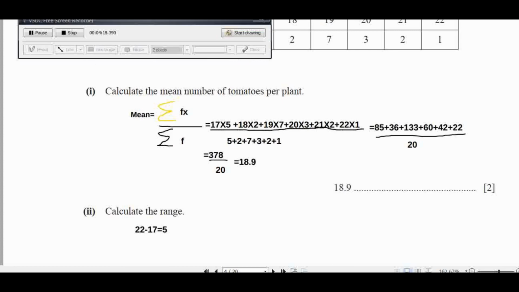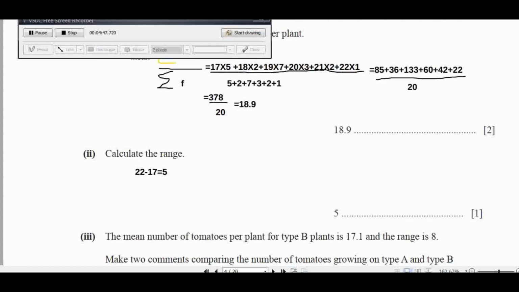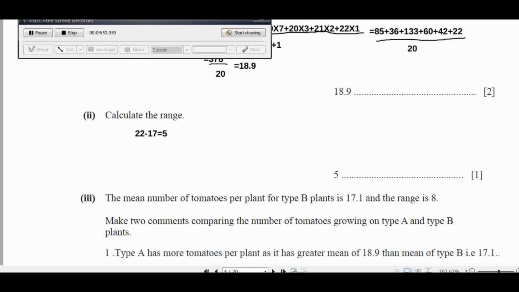Next is question number 2. Calculate the range. So I write 18.9 here. It gets 2 marks. Range is the maximum number of tomatoes per plant minus the minimum number of tomatoes per plant. From the table, the maximum number of tomatoes per plant is 22. So I will do 22 minus 17. So range will be equal to 22 minus 17 is equal to 5. This is the range, so I put 5 here. That's it.